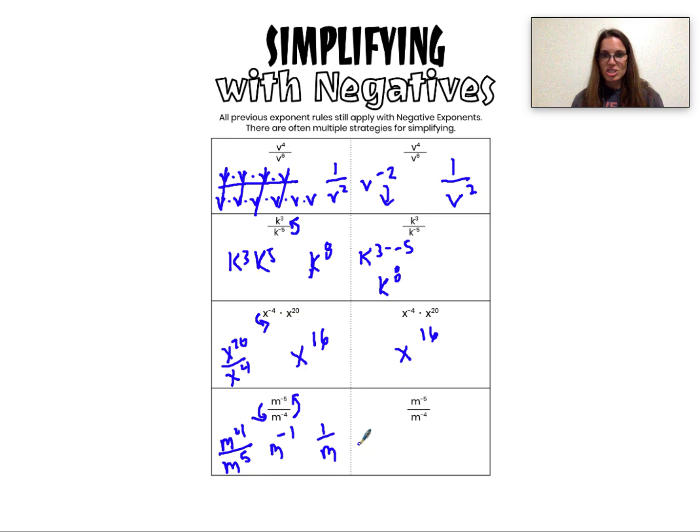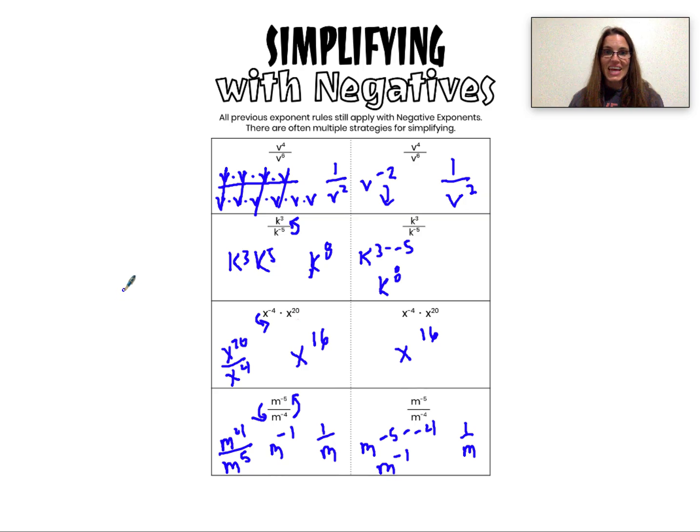Alternatively, we can just use the quotient rule. M to the negative 5 minus negative 4. Again, really common to incorrectly say m to the negative 5 minus 4. Nope, minus negative 4. M to the negative 5 minus negative 4 is m to the negative 5 plus 4, m to the negative 1. M to the negative 1 power, same answer, is 1 divided by m.